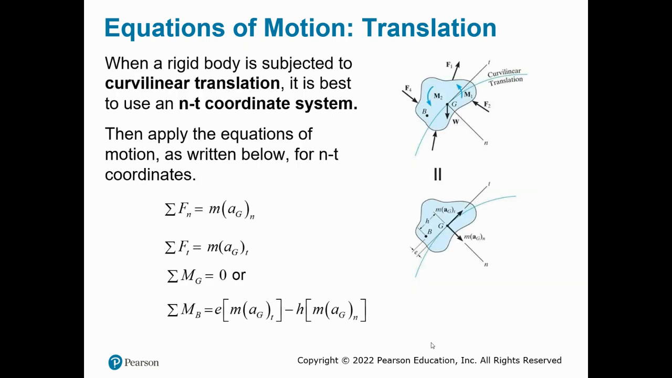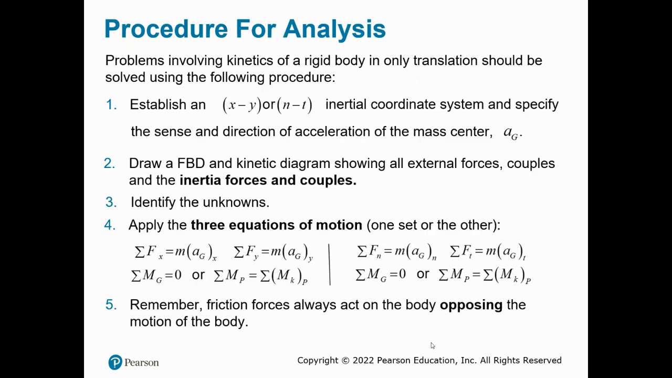When a rigid body is in curvilinear motion, so if it is translating along a curve, we can also use the n-t coordinate system. With the n-t coordinate system, we have Fn equals m(a_G)n, Ft equals m(a_G)t. So you still have sigma M_G equal to 0, or sigma M_B equals e m(a_G)t minus h times m(a_G)n.